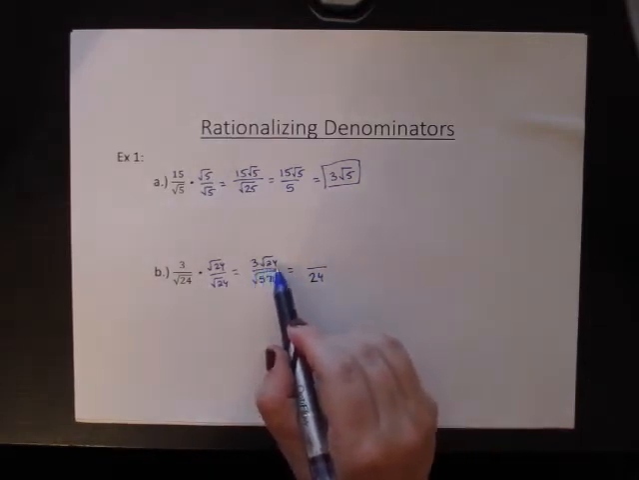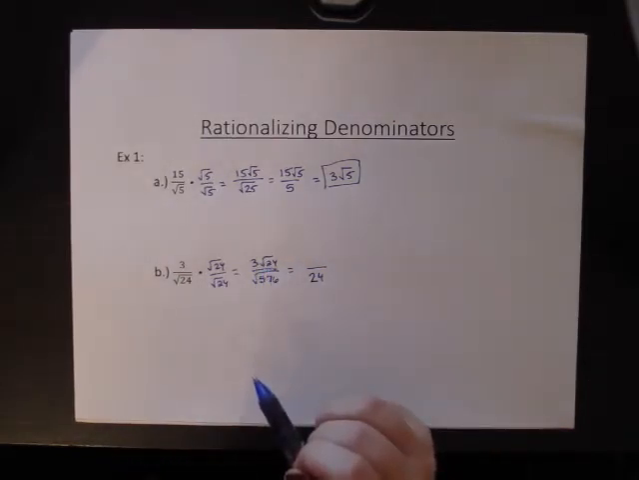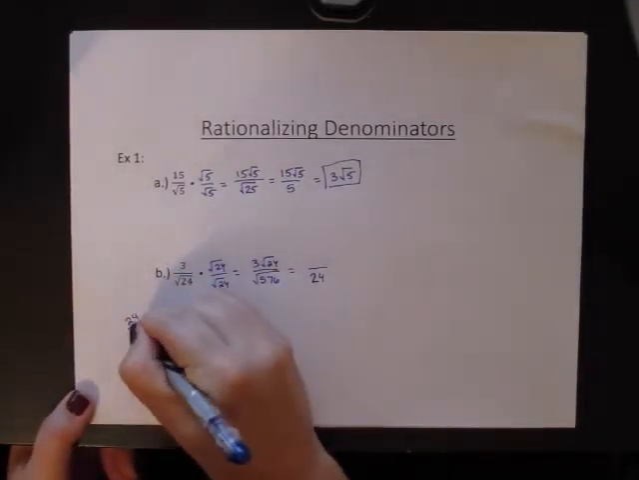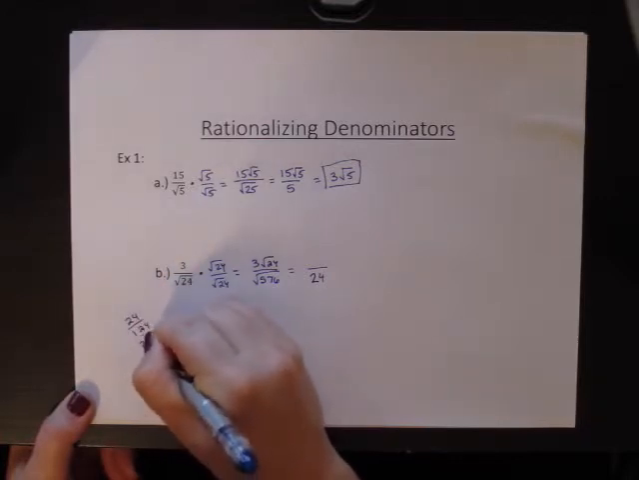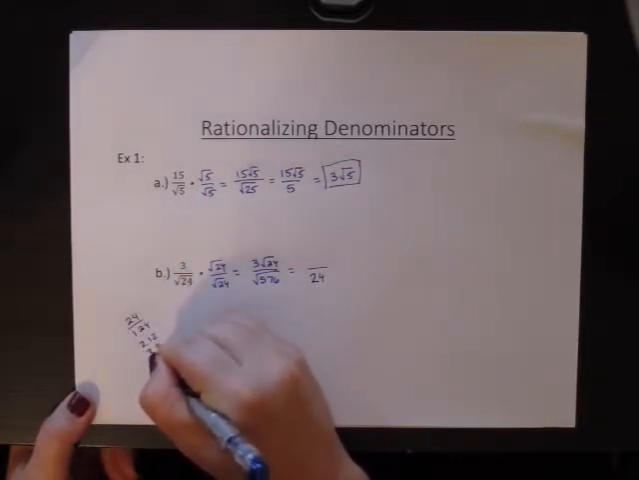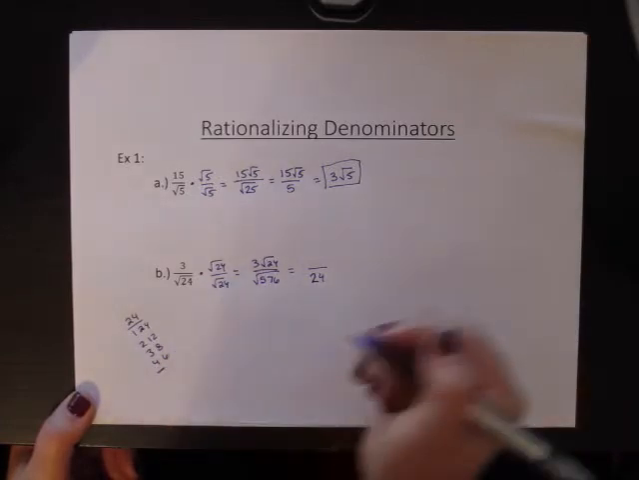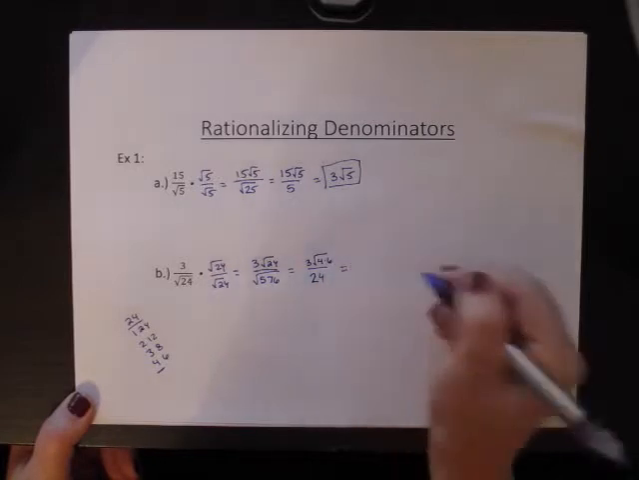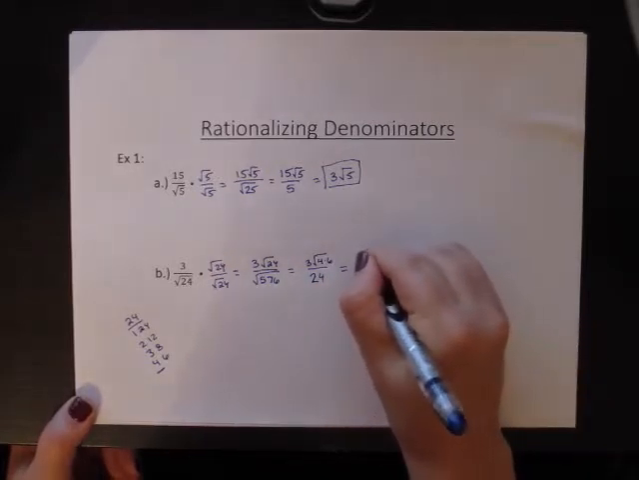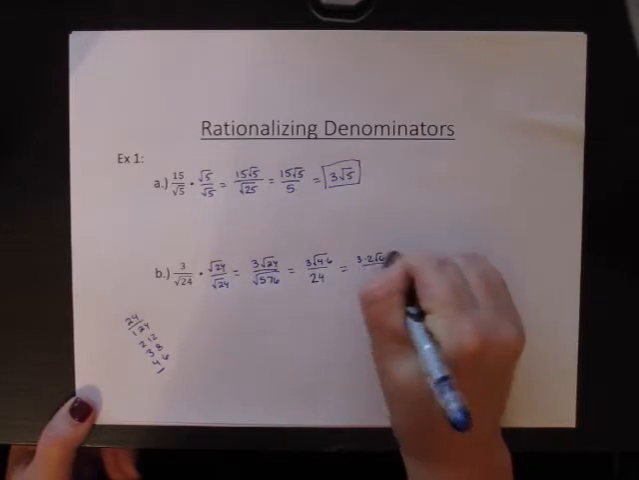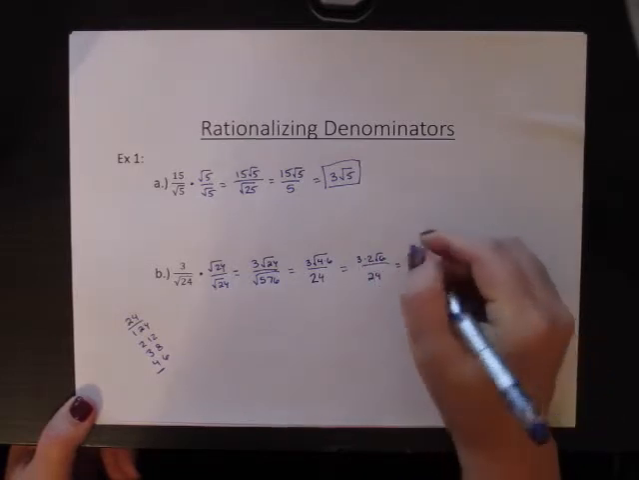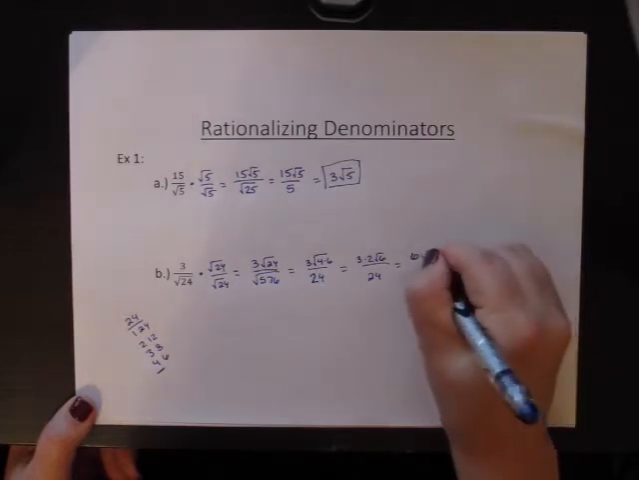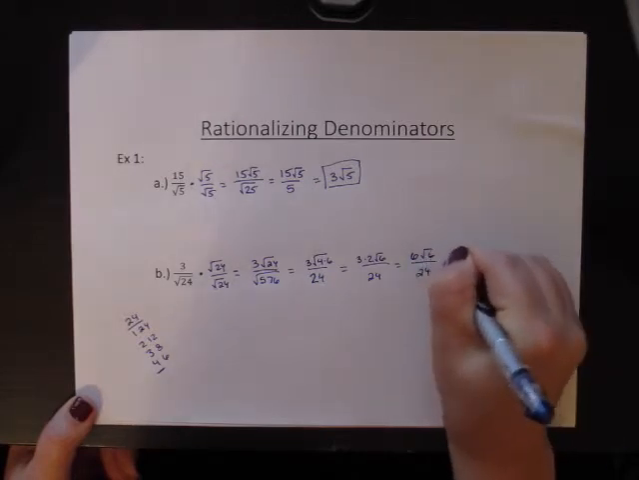Now we've got 3 square root 24. So what we need to do is clean that up a little bit more. We've got to find the factors of 24. My factors of 24 are 1 and 24, 2 and 12, 3 and 8, and then 4 and 6. My perfect square is the 4, so I've got 3 square root 4 times 6. When I take out the square root of 4, I'm going to be left with 2, so I've got 3 times 2 square root 6 over 24, and 3 times 2 is going to be 6 square root 6 over 24.